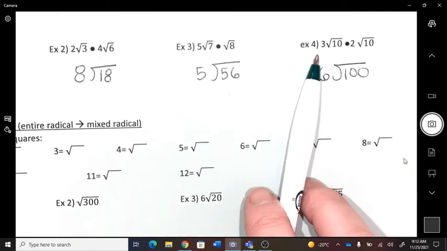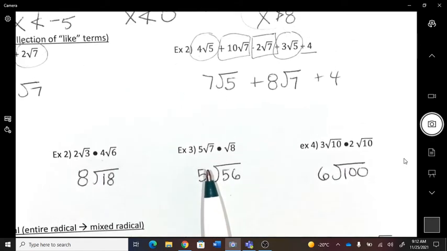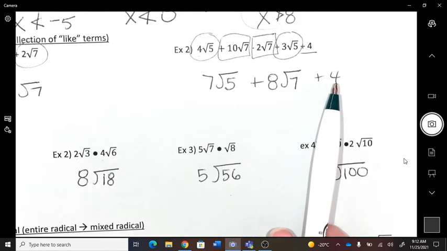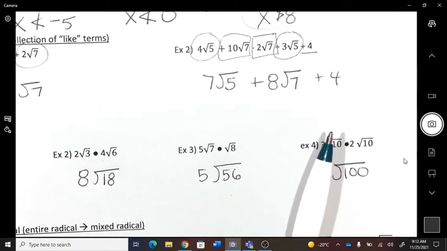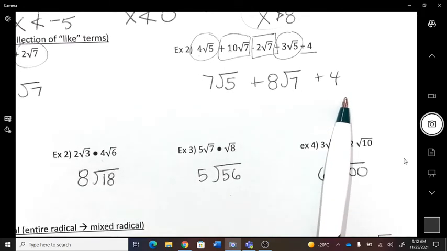Which, sorry, what am I looking at here? What happened to the 4? I didn't write the 4? You just need to have plus 4, because you can't put it together with anything. It's like trying to smush an apple and an orange together. You can't collect it with anything that's like it.